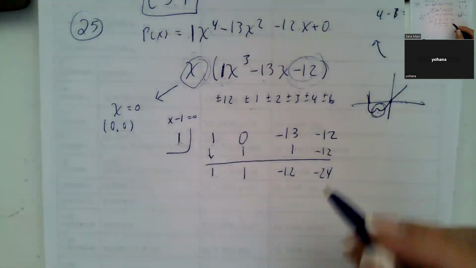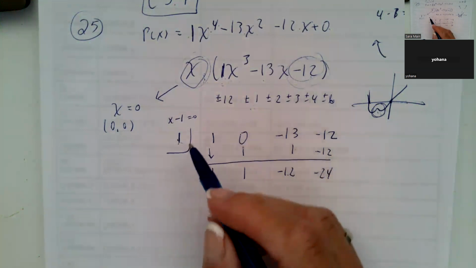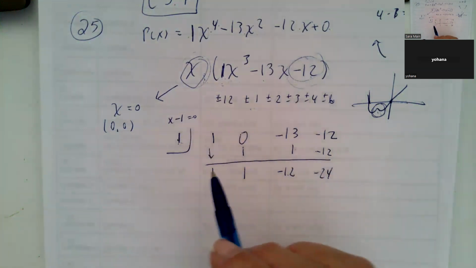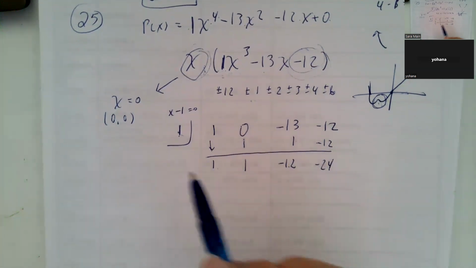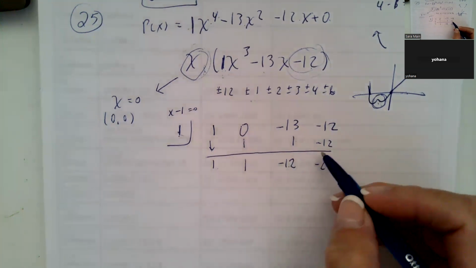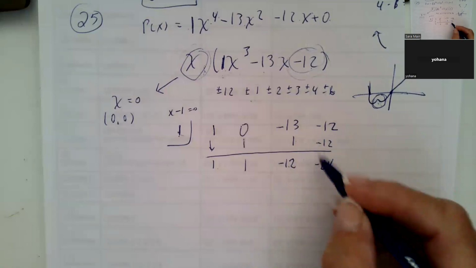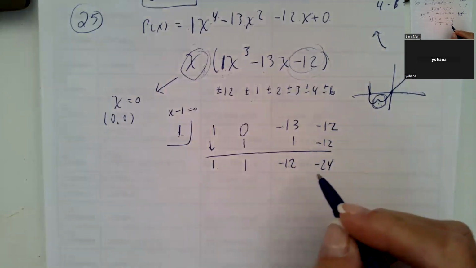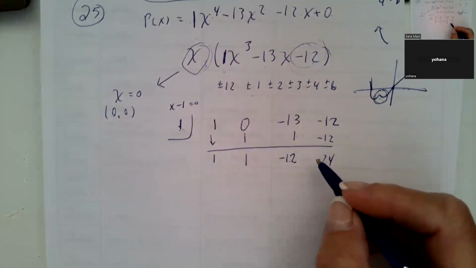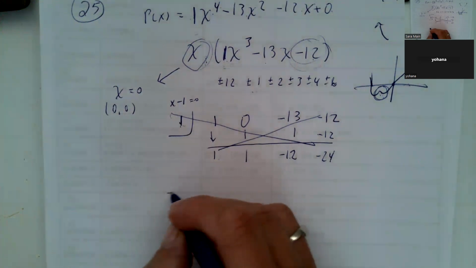So this tells me a couple of things. 1 is not one of my zeros, so x minus 1 is not one of my factors. But we got so close, because all I needed was for this negative 12 to be a positive 12, and it would add to 0, and it would be a factor, and it would be a zero. So I'm going to scrap this and try a negative 1.